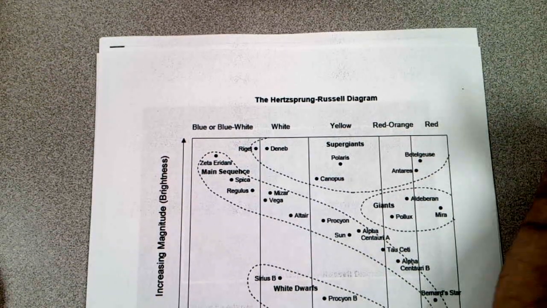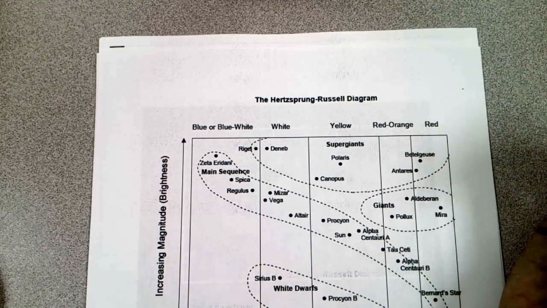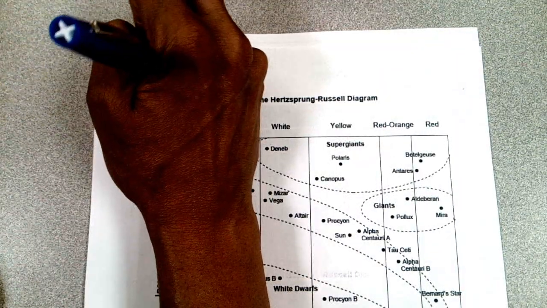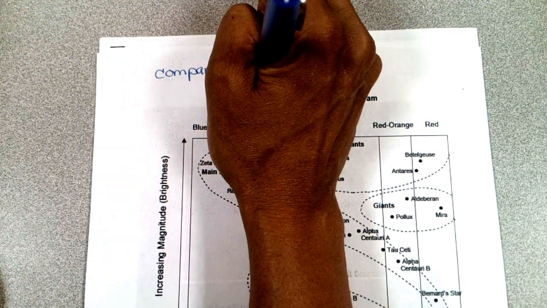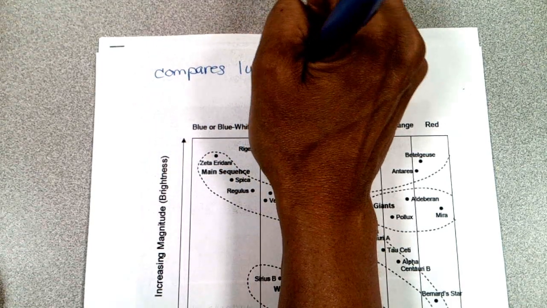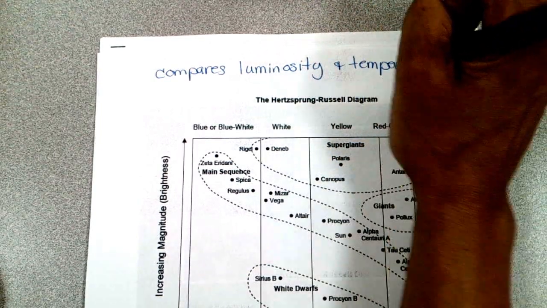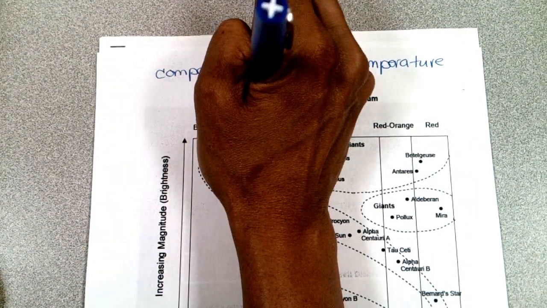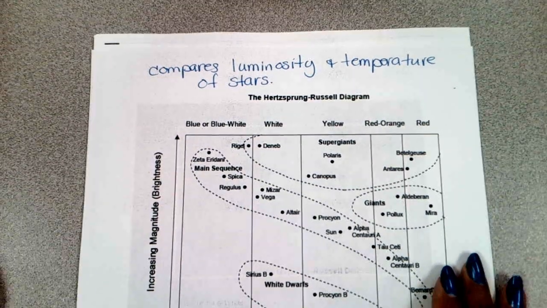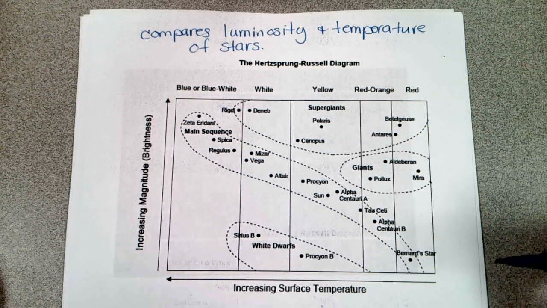Okay, so HR diagrams, that's short for Hertzsprung-Russell diagram, okay? And the HR diagram compares luminosity and temperature of stars. Okay, so what I mean by that is you can look at this HR diagram and you can tell the information about a star's temperature and brightness.